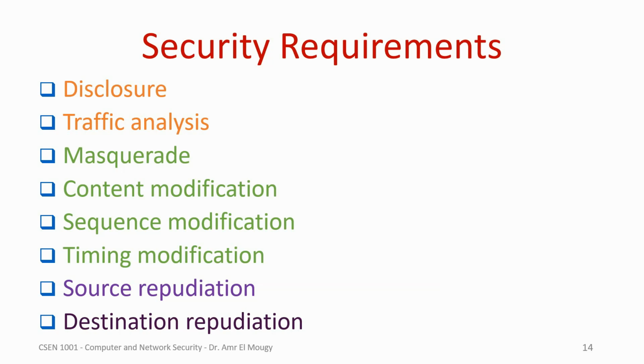And after that, we have something called timing modification. Timing modification is that, for example, you delay the arrival of certain messages. This is specifically important if the time at which a message is received is crucial. Later on, when we discuss key distribution and user authentication, we will see that there is something called a timestamp. If a message is received after a timestamp expires, the receiver has to throw it away. And so timing modification can actually have something to do with that.